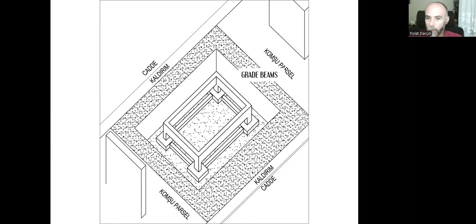So our grade beams will be like that. We can calculate the grade beams. This width is minimum 25 centimeters, and this height needs to be calculated based on the bigger span. We need to divide that span by 10 to find the minimum required height.